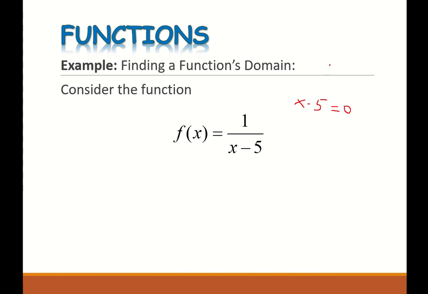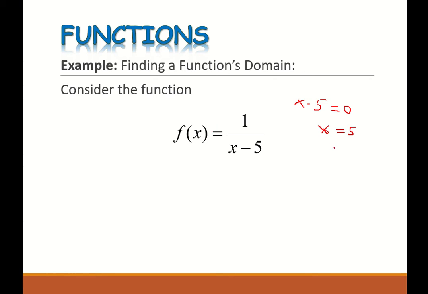Okay, so from here we can solve for x. Add 5 to both sides, or transpose 5 to the other side. Therefore, we have x is equal to 5. It means that the denominator that contains x should not be equal to 5. Otherwise, we have 5 minus 5, which is 0, and that can make the function undefined.